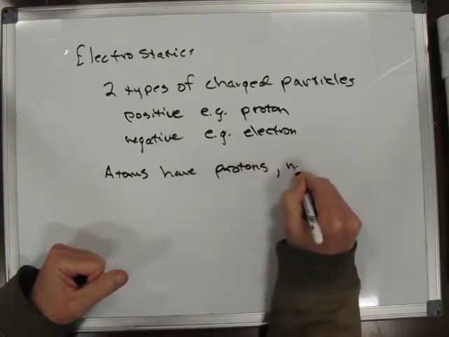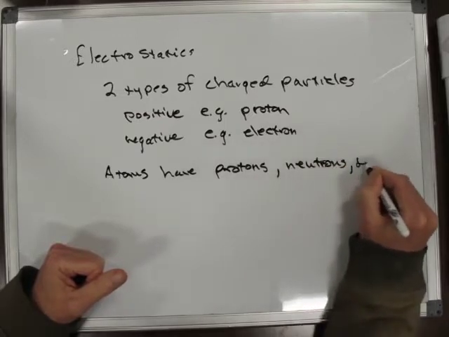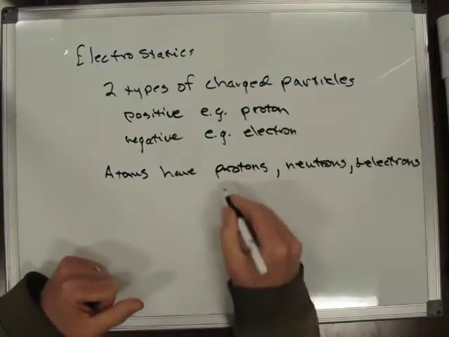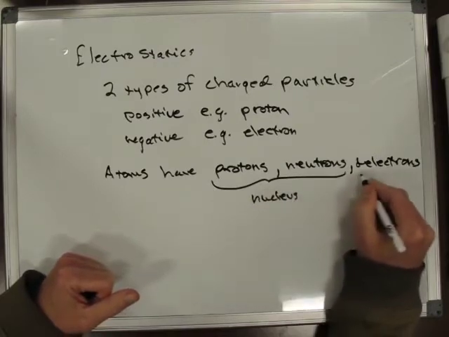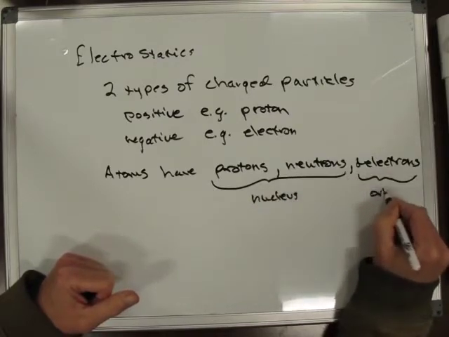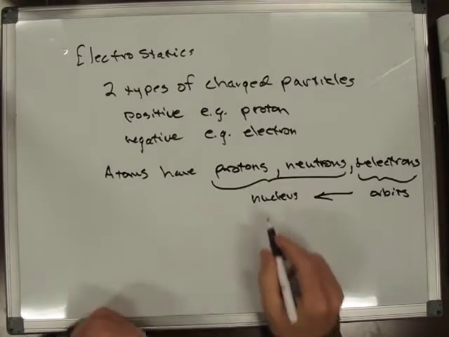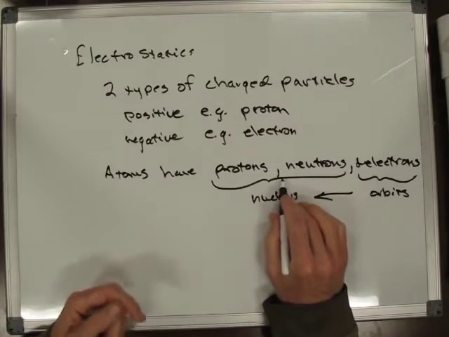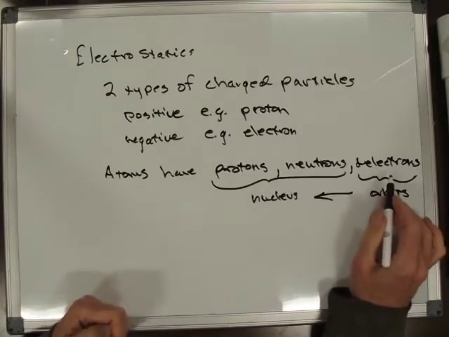Atoms have protons, neutrons, and electrons. Right, these two live in the nucleus, and this one orbits the nucleus somehow. Most of the mass of an atom is in the protons and the neutrons, and most of the volume of an atom is in the space that the electrons live in.